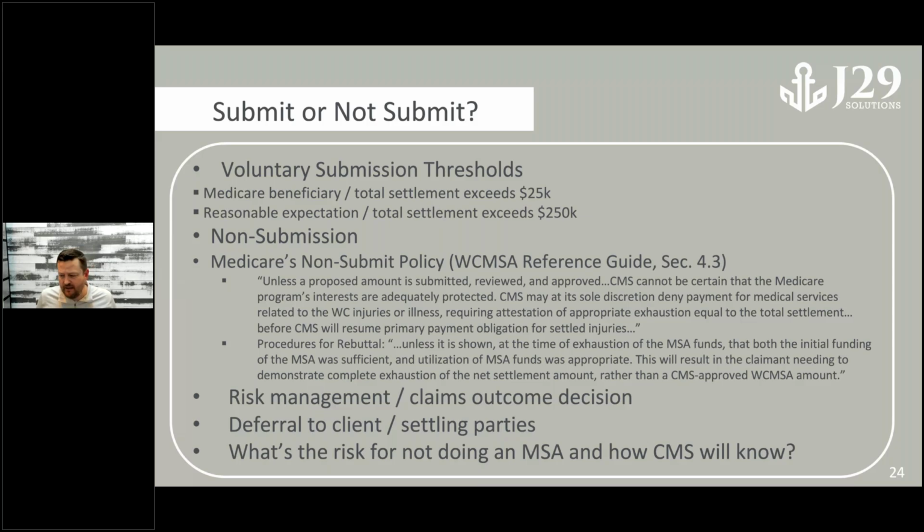I'm happy to weigh in on a pros versus cons risk management decision on a case-by-case basis. I think there can be benefits to both, and I think the decision around whether to submit or not submit is up to the parties to make. Really, the risk for not submitting could potentially be denial of benefits, but again, I think CMS would have a very, very hard time making an argument that an MSA was somehow underfunded. So you can go to the next slide.